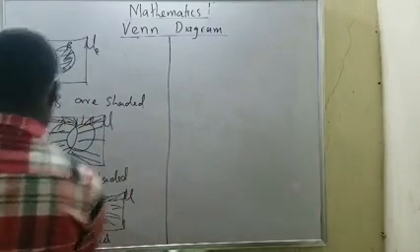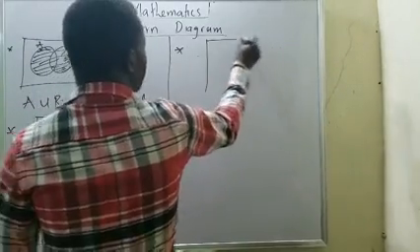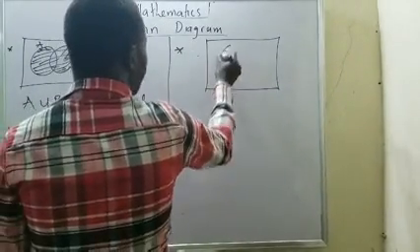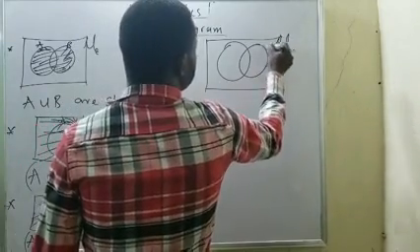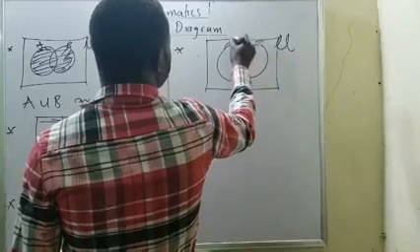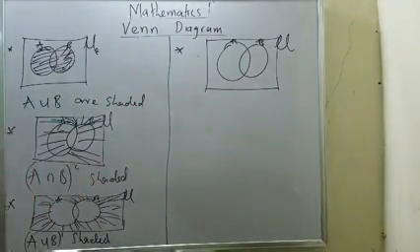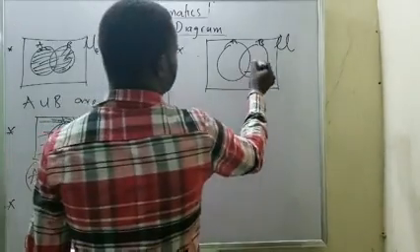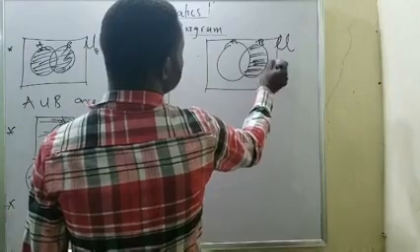This is another one. If I move on again this way, I have another set this way. Now, I have my A, I have my B, and this is my universal set. If I shade only this part, it means this one is B only.